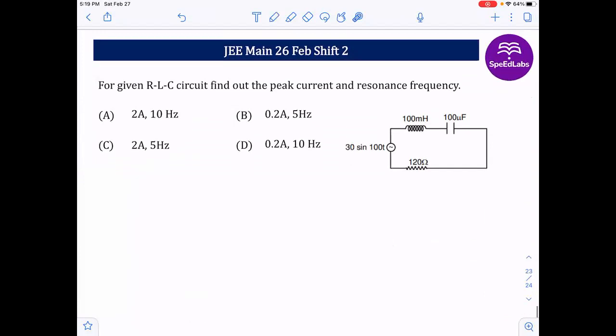In this circuit, they want to know the value of resonant frequency and peak current. If you want to solve for peak current, it is 30. These are the values. Now, for the condition here, Z is equal to under root of R square plus (XL minus XC) whole square. What is the value of XL here? Omega is 100, and this is L. XL is omega L, that is 100 into 10 to the power minus 3, and this value will be 10 ohm.